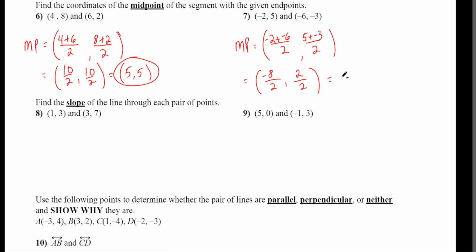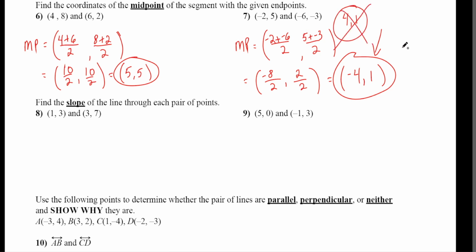What's negative 8 divided by 2? It's negative 4. And then what's 2 divided by 2? It's 1, and that's your answer. That's the only acceptable answer right there. That's it. I'm only going to accept that answer. Make sure you put your parentheses. Make sure you put your comma. Don't just put 4, comma 1 and circle that. Don't do that. Put it in parentheses. All right?